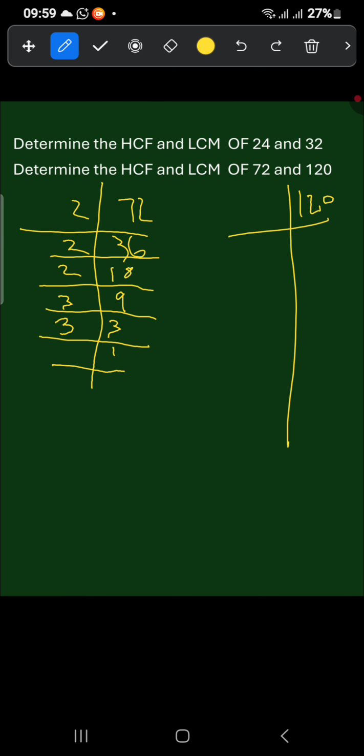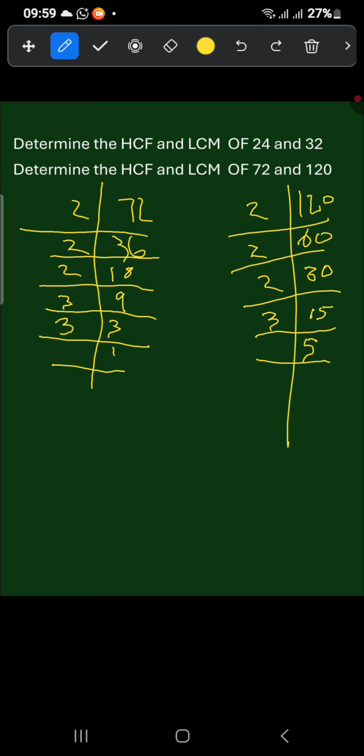Now we look at 120. A small prime number that can go into 120 is 2, and it goes 60 times. Then again 2, it goes 30 times. Again 2, it goes 15 times. Now it is 3 that can go into 15. It goes 5 times. The number that can go into 5 is 5. It goes once.